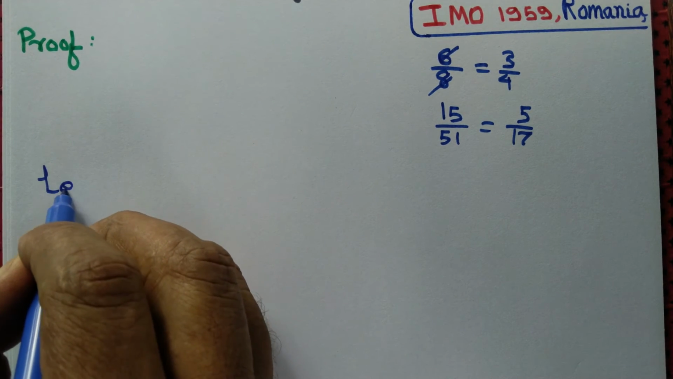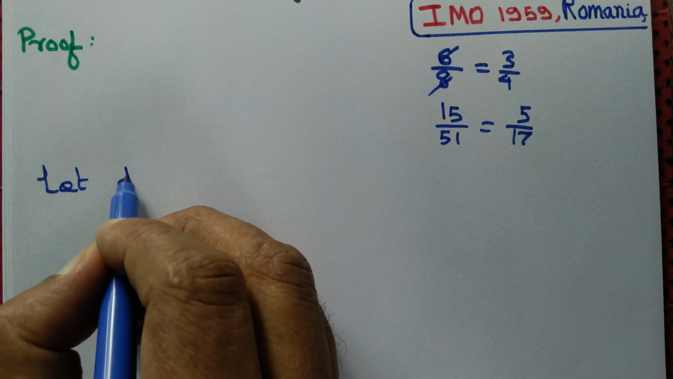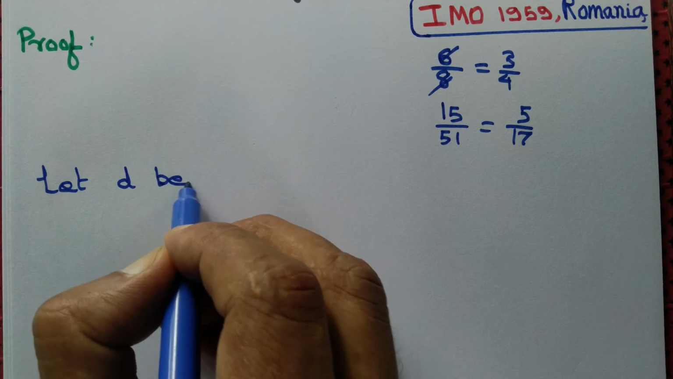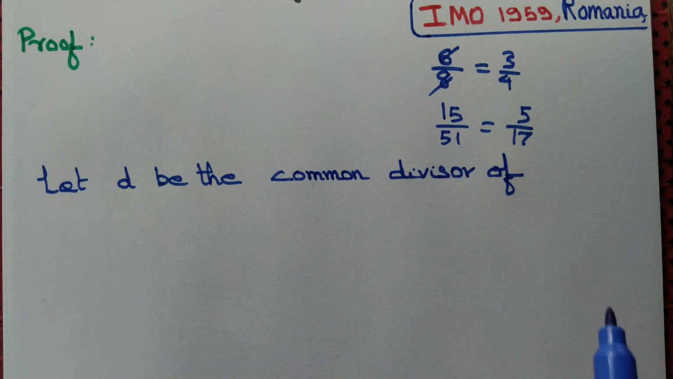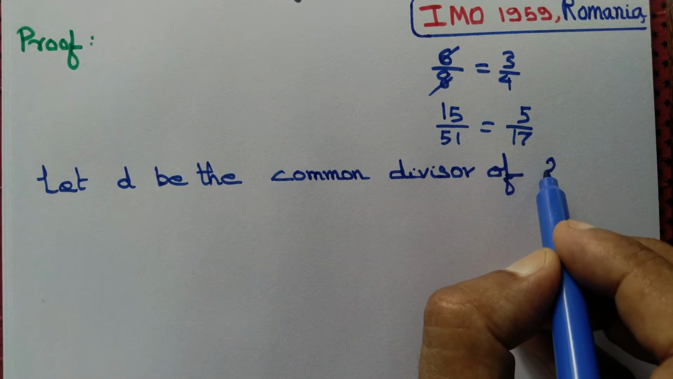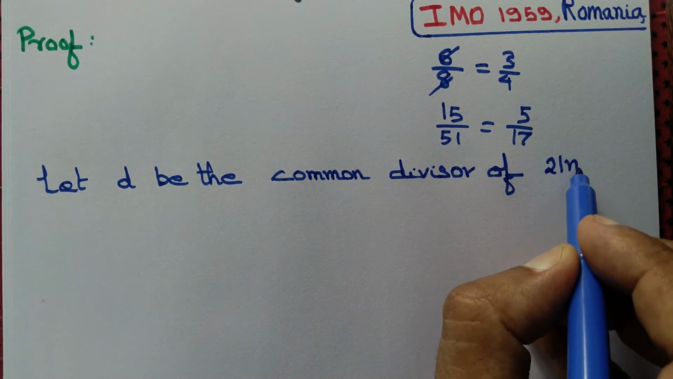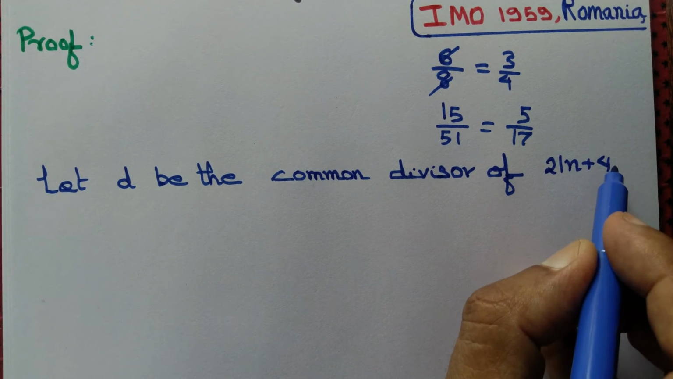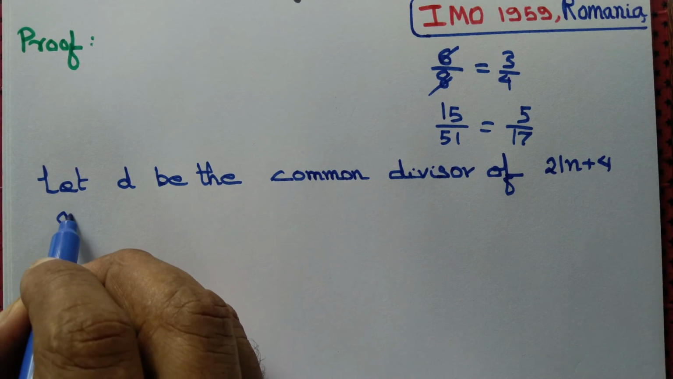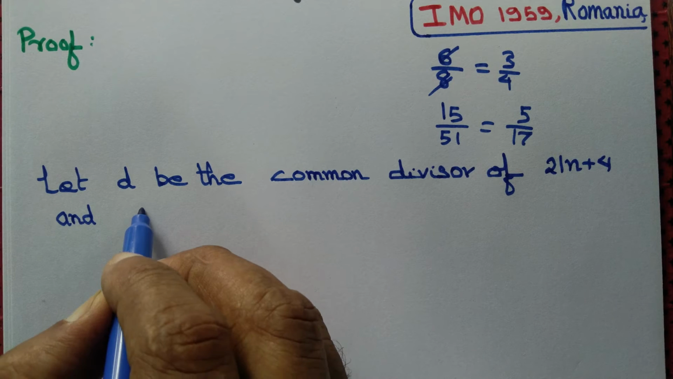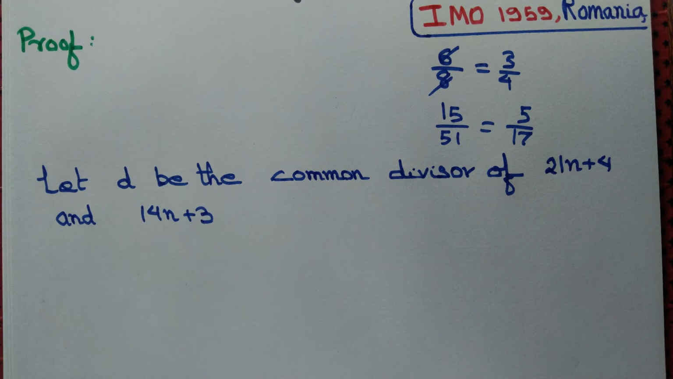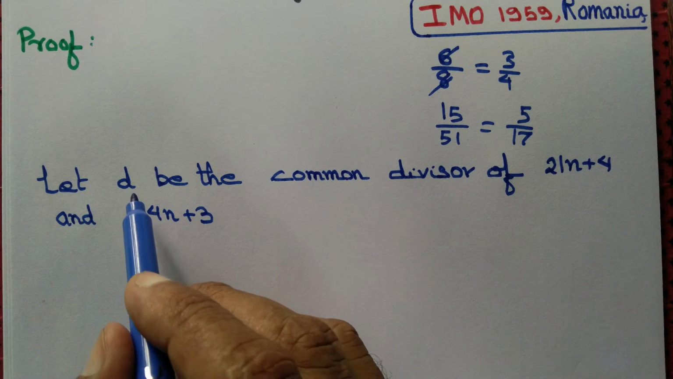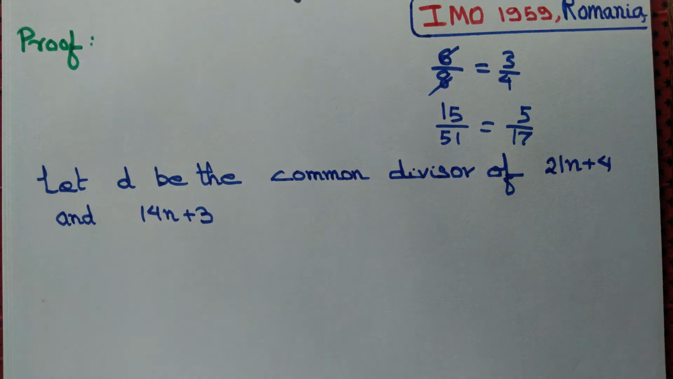Let d be the common divisor of 21n + 4 and 14n + 3. Does such a common divisor exist? The answer is yes. d can be equal to 1.